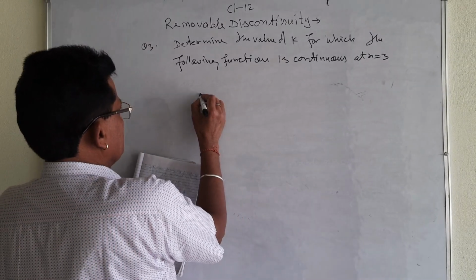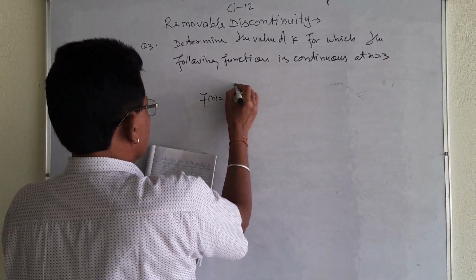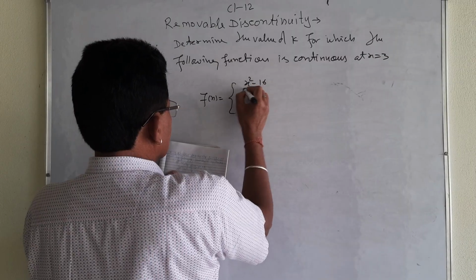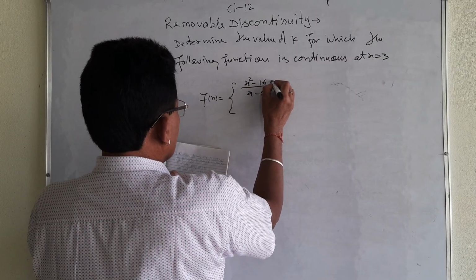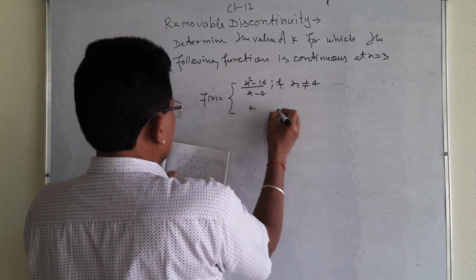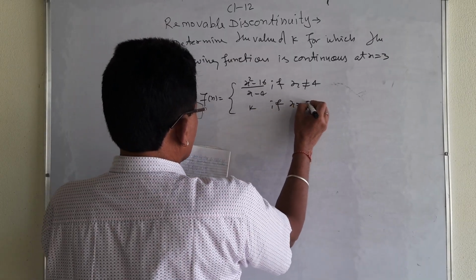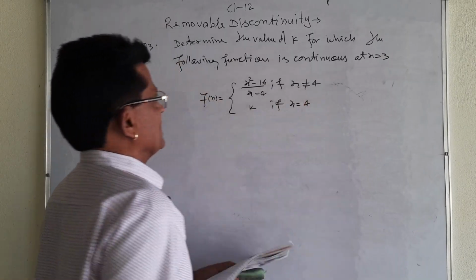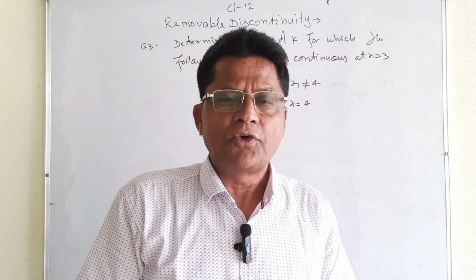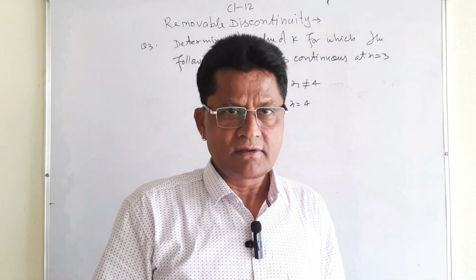My dear student, function is given. Let me take the function. Function is given x to the power 2 minus 16 upon x minus 4, if x does not equal 4. And it is equal to k if x is equal to 4. Most important, you will have to find out the value of k. How can you find out the value of k? If the function will be continuous.